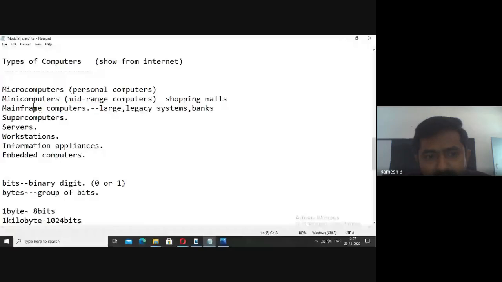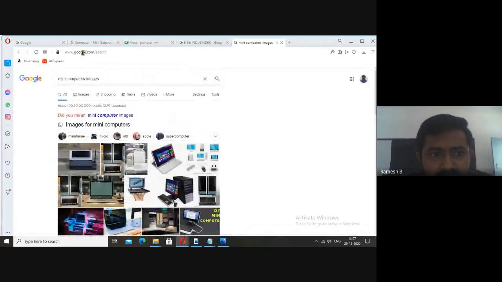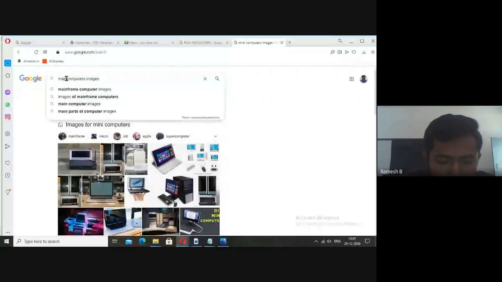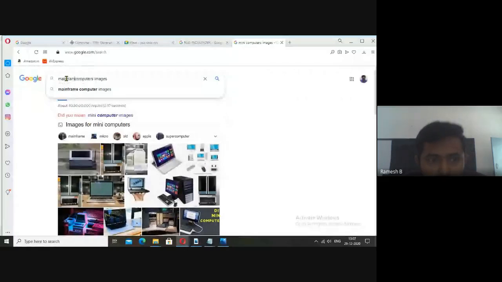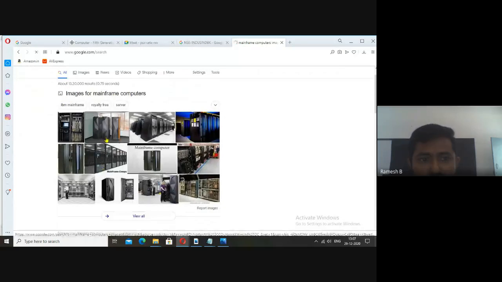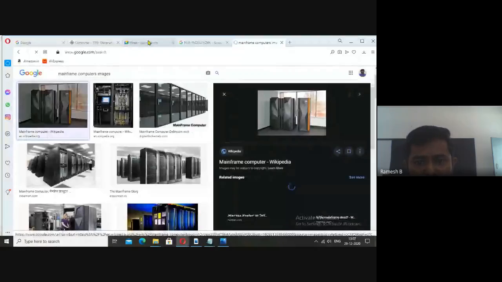Let me show you the mainframe computers. Please type mainframe computers, everyone. You see there how the mainframe computer looks like. Please type mainframe computers, every one of you.